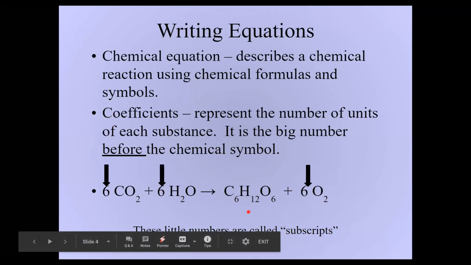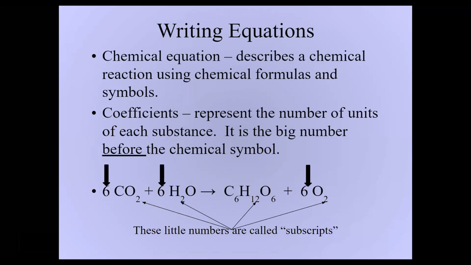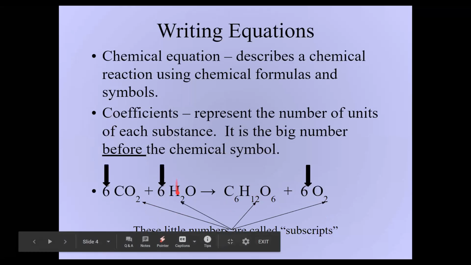These little guys on the bottom are called subscripts. So the 2 by this O, or the 12 by this H, or the 6 by this O. These are subscripts, and they essentially tell us how many specific types of atoms go into making one unit. So like for water, H2O, the 2 is the subscript, and that tells us that in one molecule of water, there are 2 H's, 2 hydrogens, and 1 O, 1 oxygen.